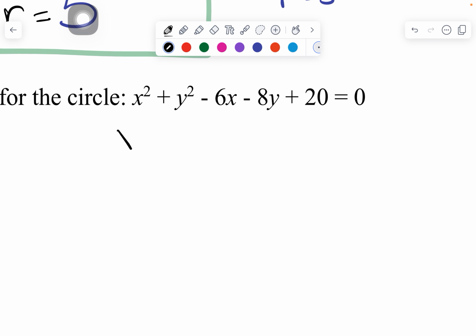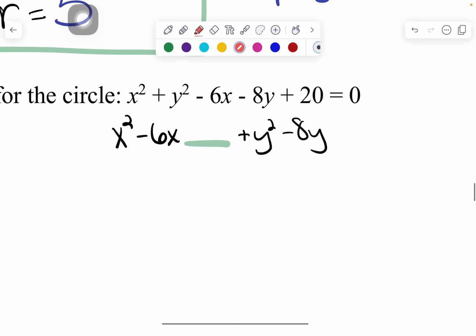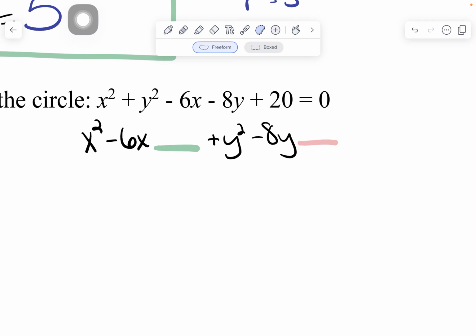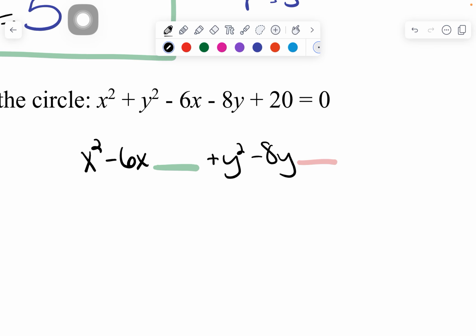So here's the process. I want to get my x terms together. And then I'm going to leave myself a little blank spot that I am going to fill in to complete the square. I'm going to collect my two y terms, y squared here minus 8y, and again, leave myself a little blank spot here to complete the square. Now, the other piece that I need to take care of, and give me 1 second while I move this down just a touch. I'm going to move this constant term to the other side of my equation. So I'm going to go ahead and subtract 20 from both sides. So this is going to equal negative 20.